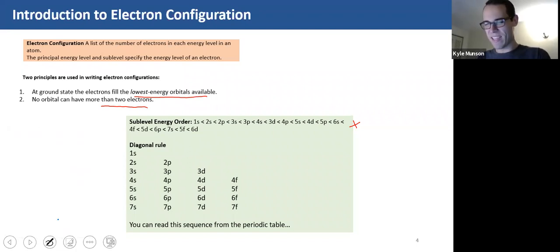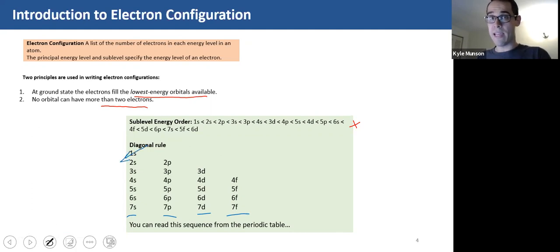With the diagonal rule, first you're going to set things up like this. You list all of the S sublevels in a column, all the P sublevels in a column, D sublevels in a column, and F sublevels in a column. And then you start drawing diagonal lines through these columns. So let me explain. Let's say I draw a diagonal line here.